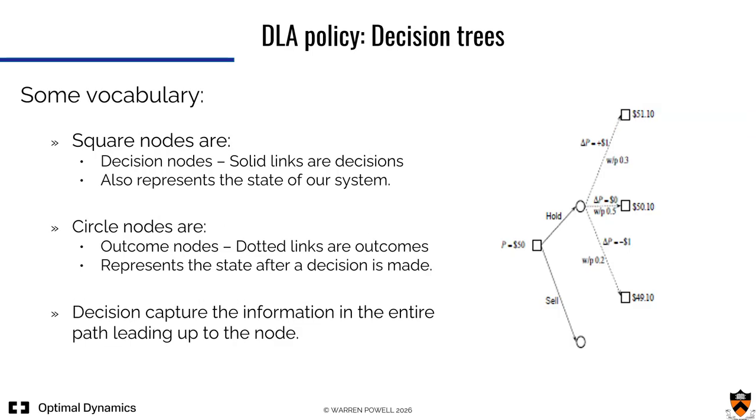Now, a decision tree, standard convention, you're going to have square nodes. This is where we make a decision. We're going to have circles. These are called outcome nodes. So when you make a decision, you transition from a decision node to an outcome node. At the outcome node, that's where something random happens. In this case, the price goes up, down, or stays the same.